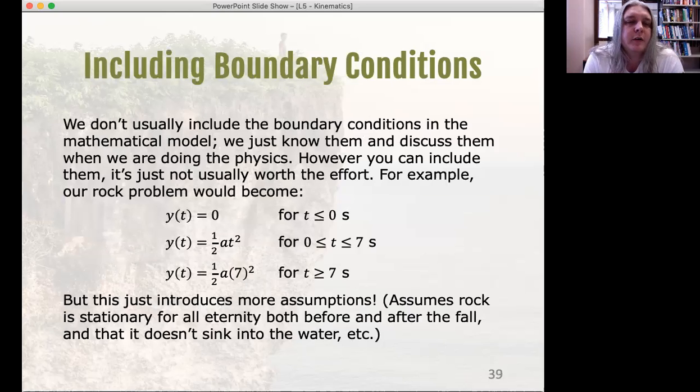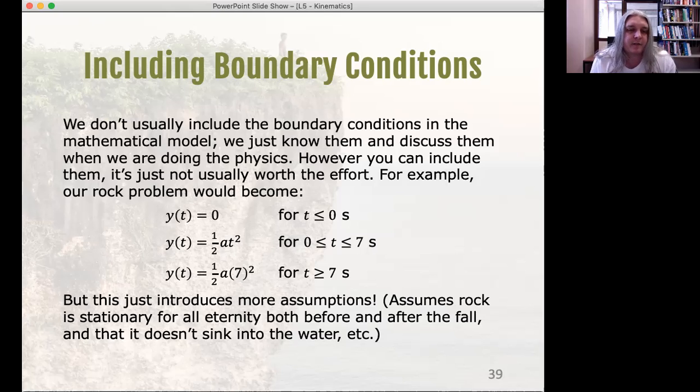So what we could do is we could go and write new equations and say that if t is less than 0, so negative time, then we have no change in vertical position. y(t) is just 0 forever before the rock is released. And then we have our equation that we already saw, y is half at squared, just for that time period between 0 and 7, while the rock is actually falling. Cool. Now the rock's only following that pattern while it's falling.